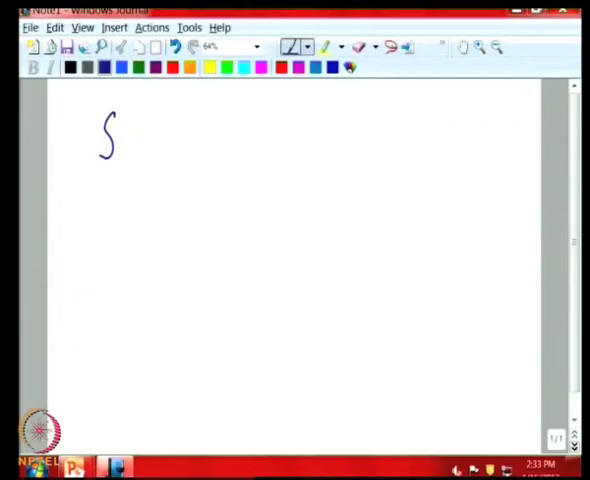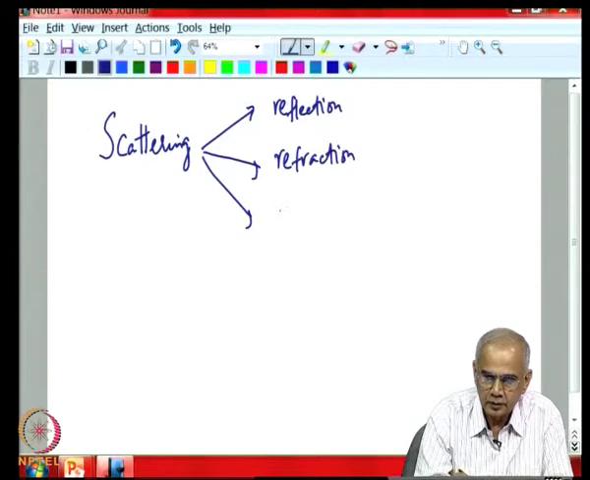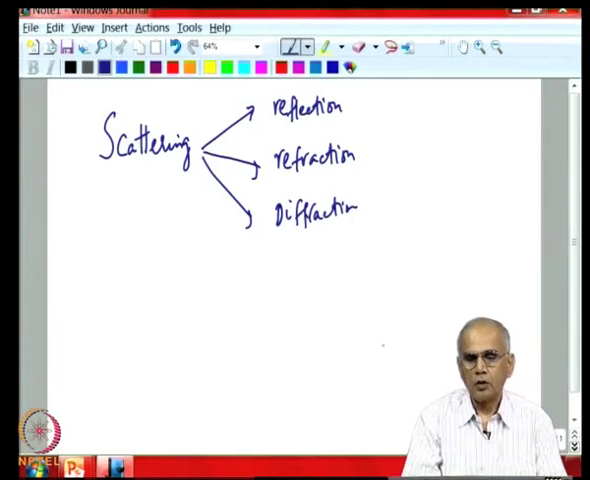So, in this lecture we continue our discussion on scattering. Scattering is a broad term which includes three processes. One is reflection, the second is refraction, third is diffraction. So, all of them essentially bend the ray of light.